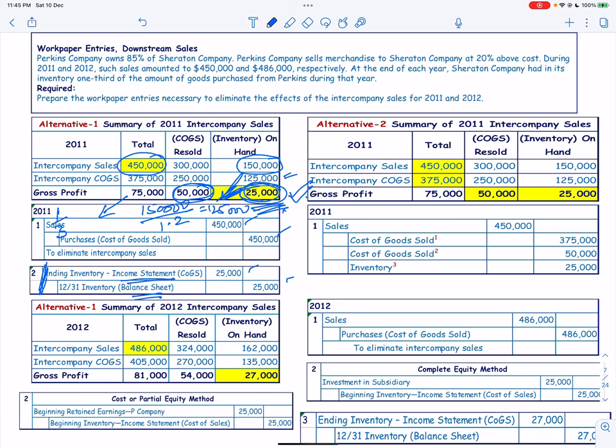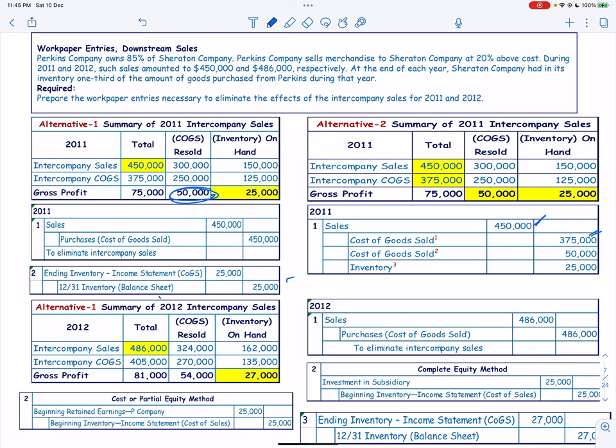Now, another way of recording this transaction is we record the sales of 450. Rather, what we do is we are going to reverse the original sales of 450,000 and the cost of goods sold recorded by the P company, and then the cost of goods sold by S company on resale of goods to the third party is 50,000.